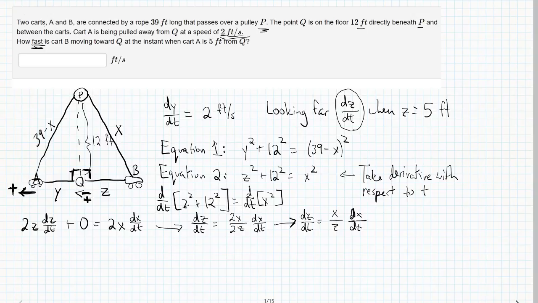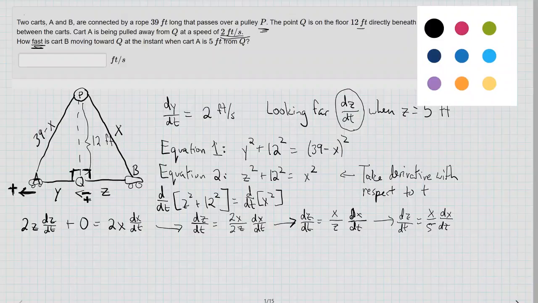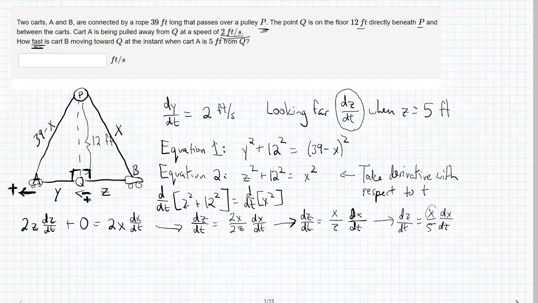We have a setup now in terms of things we can find, but the only piece of information we really have right now is dz dt. We don't have dx dt. We just have that z will be 5 when we want that value. So we'll put the 5 in for right now. So I'll switch colors, and now we'll go to the red. So we're looking for this x, we're looking for this dx dt. So we're kind of stuck.